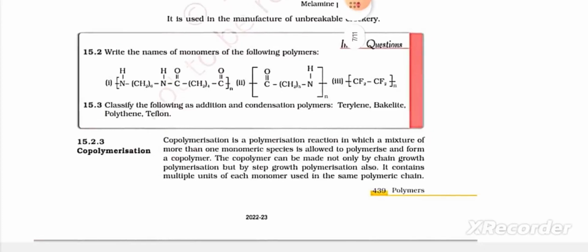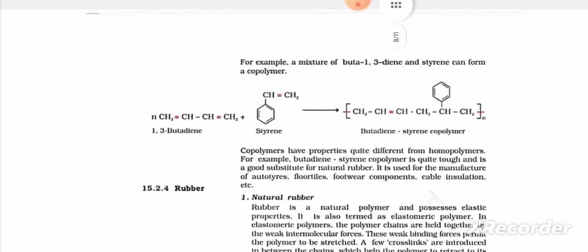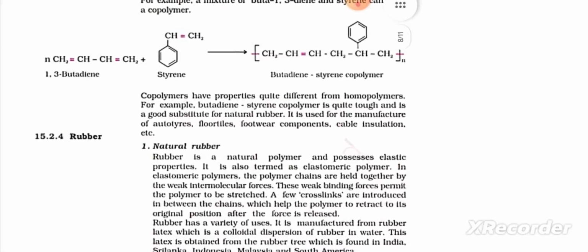Section 15.2.3. Copolymerization. Copolymerization is a polymerization reaction in which a mixture of more than one monomeric species is allowed to polymerize and form a copolymer. The copolymer can be made not only by chain growth polymerization but also by step growth polymerization. It contains multiple units of each monomer used in the same polymeric chain. For example, a mixture of buta-1,3-diene and styrene can form a copolymer, that is Buna-S.